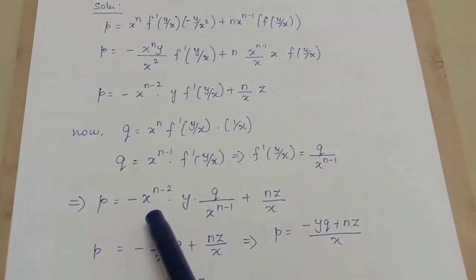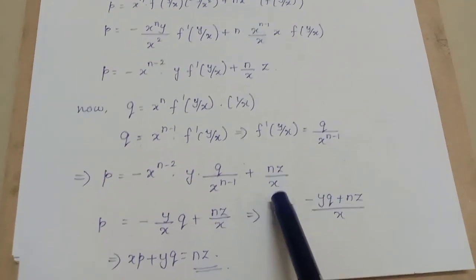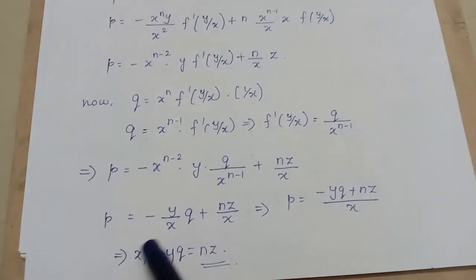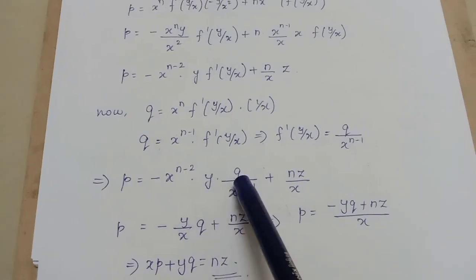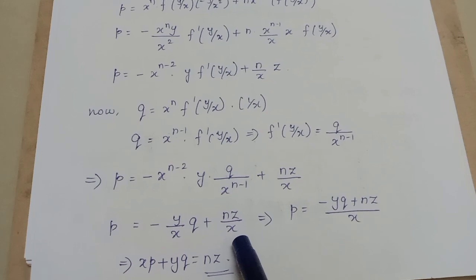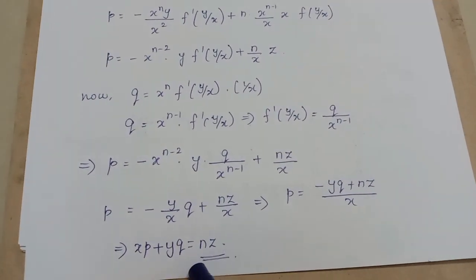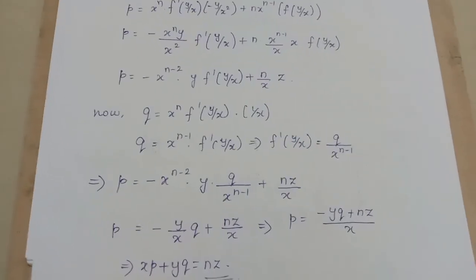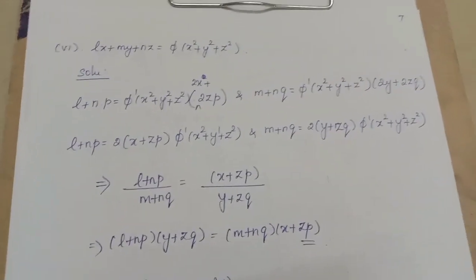So I get p equal to minus x power n minus 2 y q by x power n minus 1 plus n z by x. Okay, right. So it will be equal to minus y by x into q. So these two things get cancelled and I get only x in the denominator plus nz by x. So p equal to minus yq plus nz by x, or xp plus yq equal to nz. Okay, right.